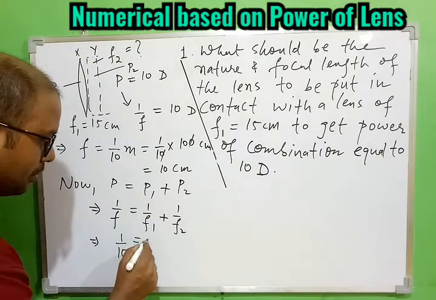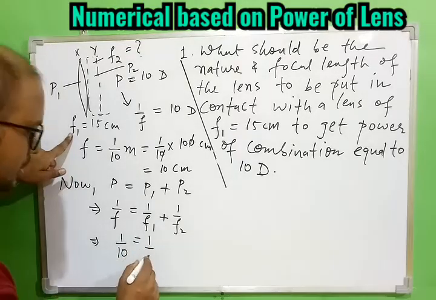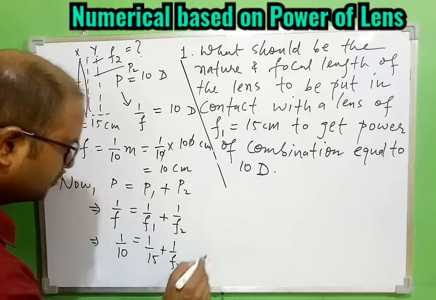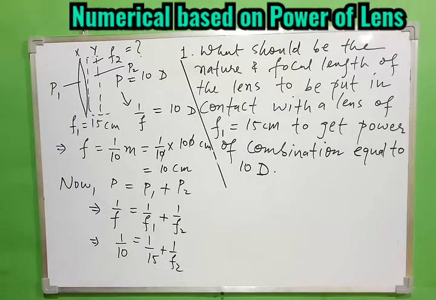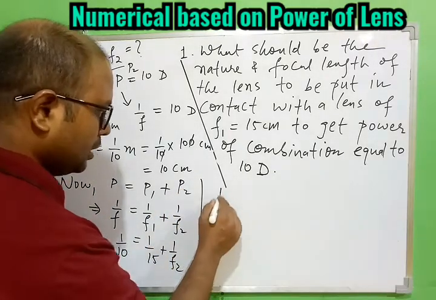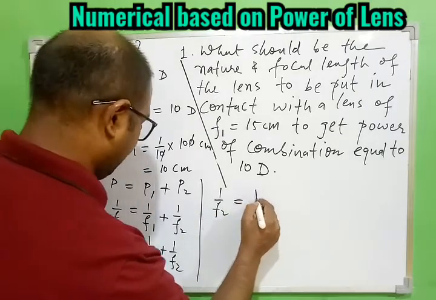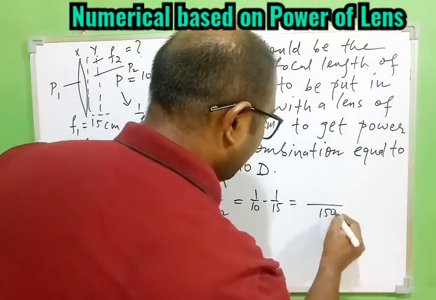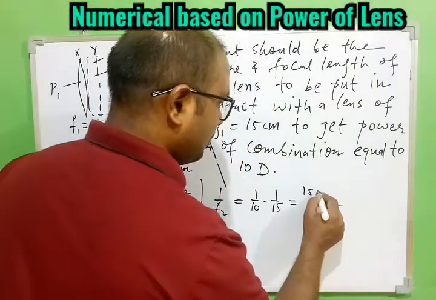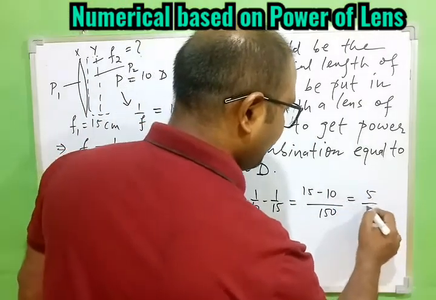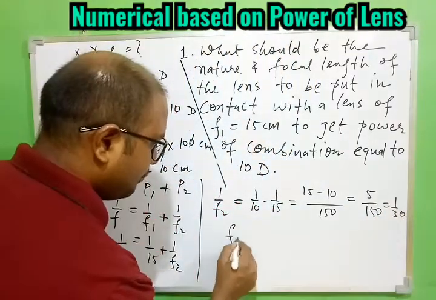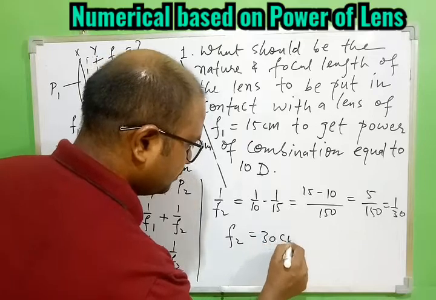So 1 by F1 is also given, 15, and we have to find F2. By solving this we can find the value of F2. So I hope you understood. 1 by F2 is equal to 1 by 10 minus 1 by 15, that is 15 minus 10 upon 150, that is 5 upon 150, that is 1 upon 30. So F2 is 30 centimeter.